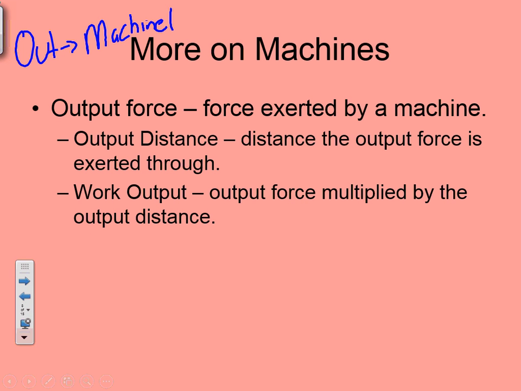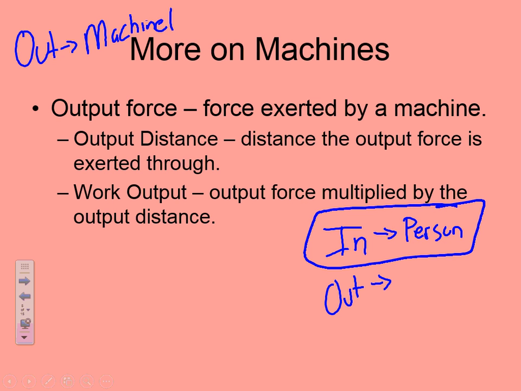So two things here. In, whether it's force, distance, or work, is the person. Out, whether it's force, distance, or work, is still the machine. So in, whether it's work, force, or distance, is the person. Out, whether it's work, force, or distance, is the machine.